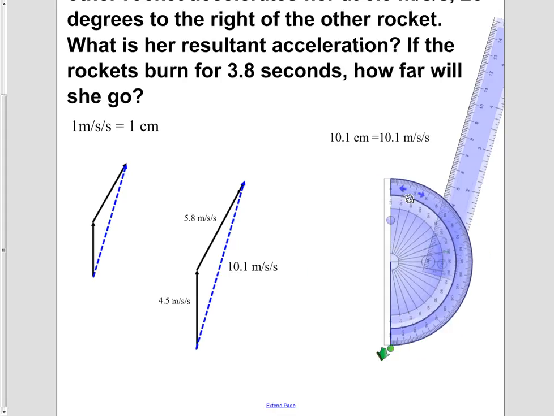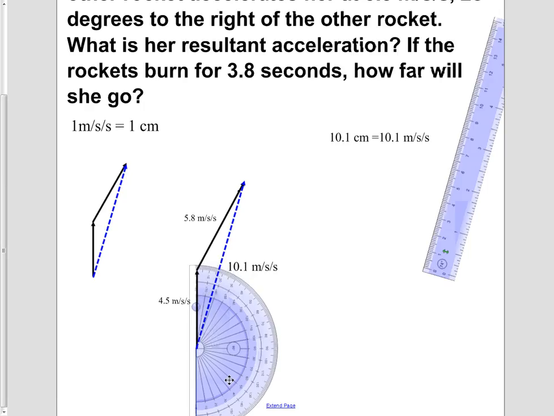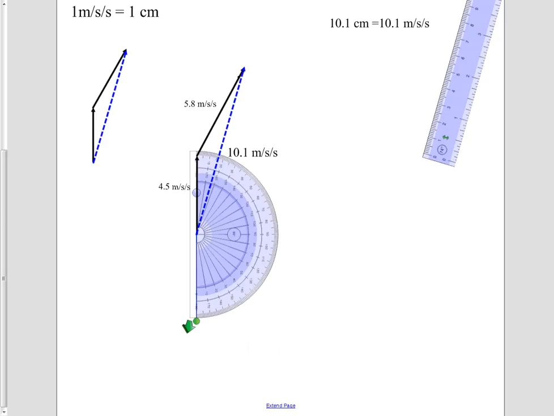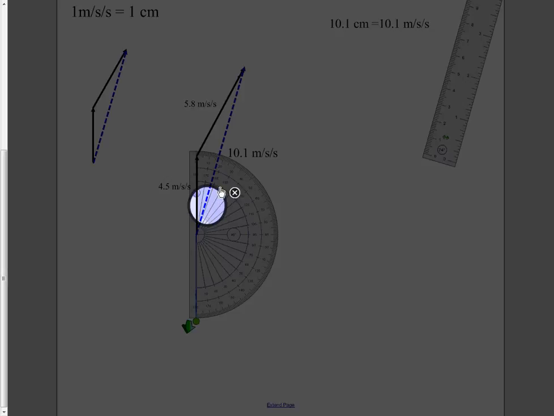So I'm going to put my protractor straight up and put the vertex right on the tail of the first vector. So I am doing that. I'm going to move this up a little bit so you can see it better. I'm putting the vertex right here, and that way I can go out here and read the direction of the acceleration vector that results from the 4.5 and 5.8 meter per second vectors, this 10.1 meter per second vector. I can read the angle of that, and it looks like it's about 16 degrees.